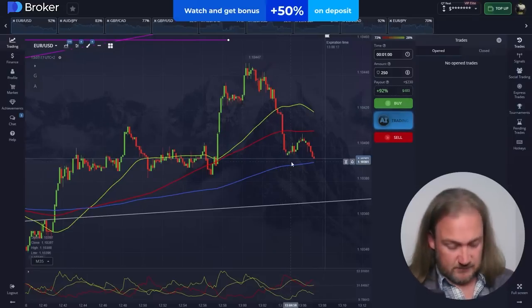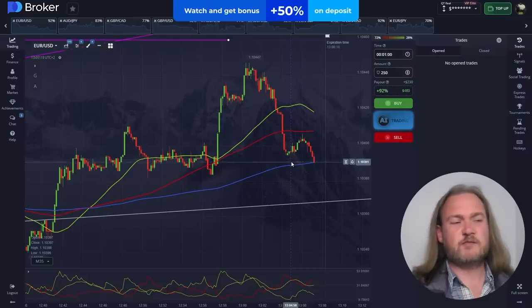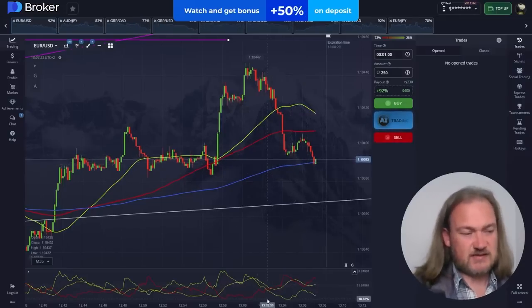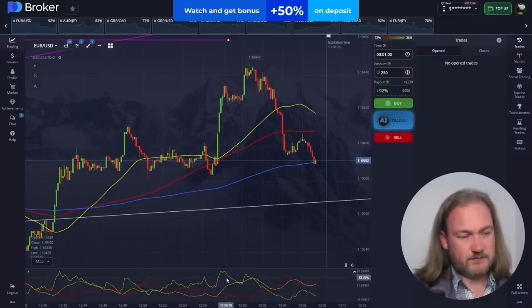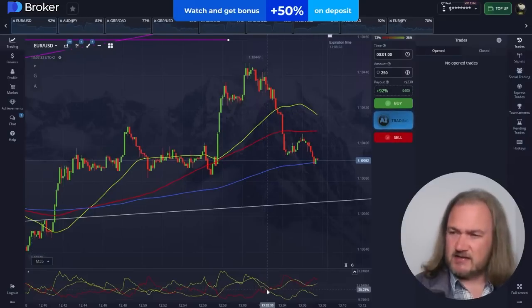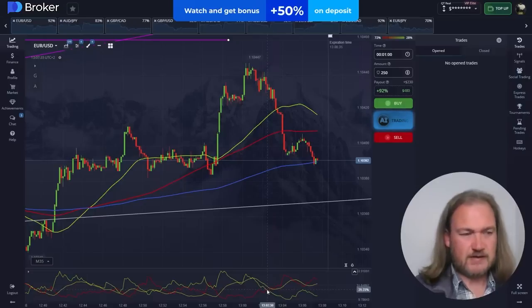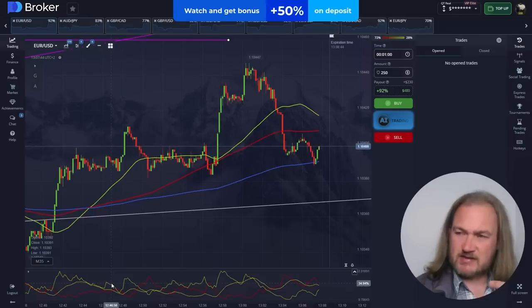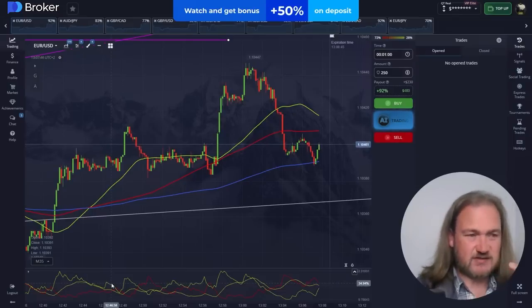Examples of using the ADX. I've seen a lot of people actually try to use the DI crosses. That means when the DI minus crosses the DI plus, people will take that as a signal to sell. And the opposite is true: if the DI plus crosses the DI minus, people will take that as a signal to buy.